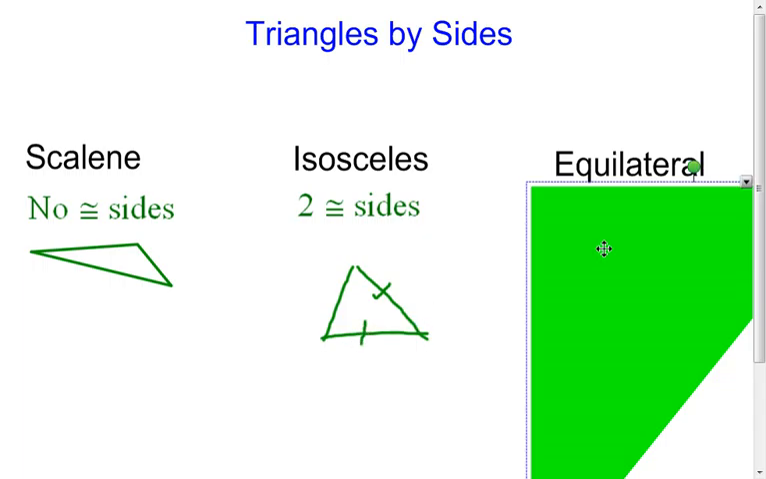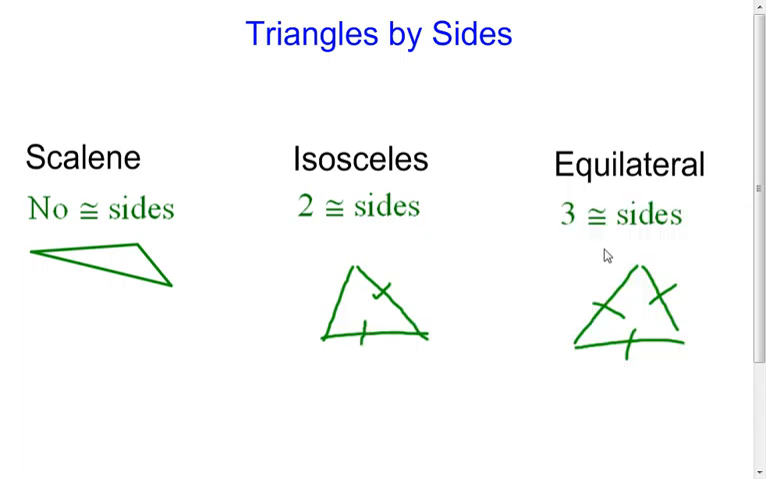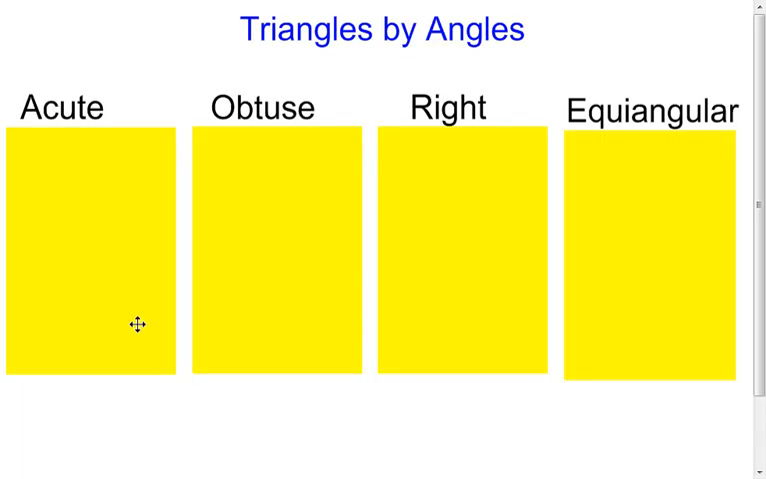And in the last one, the equilateral, all three of the sides are going to be congruent. And again, hand-drawn triangle, but I've marked each side with one tick on it, showing that all three sides are congruent. Now not only can we name the triangles by the sides, but we can also name the triangle based off of its angles. First one that I'm going to have here is going to be the acute triangle.